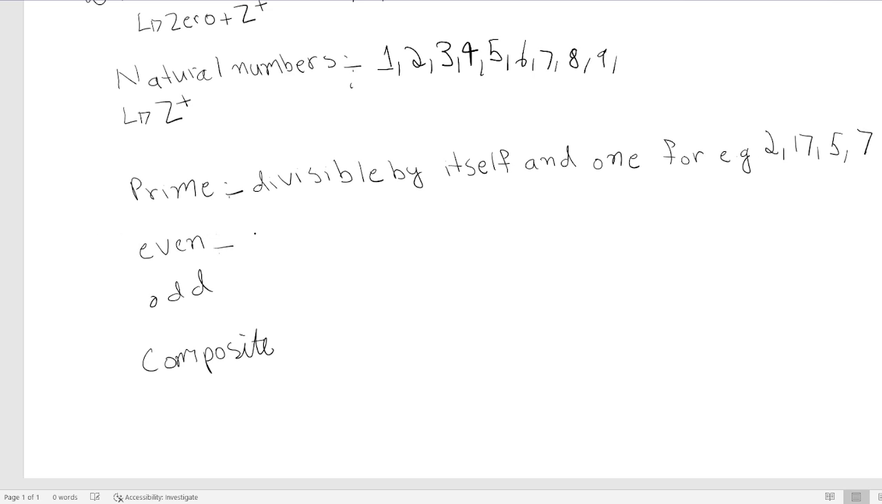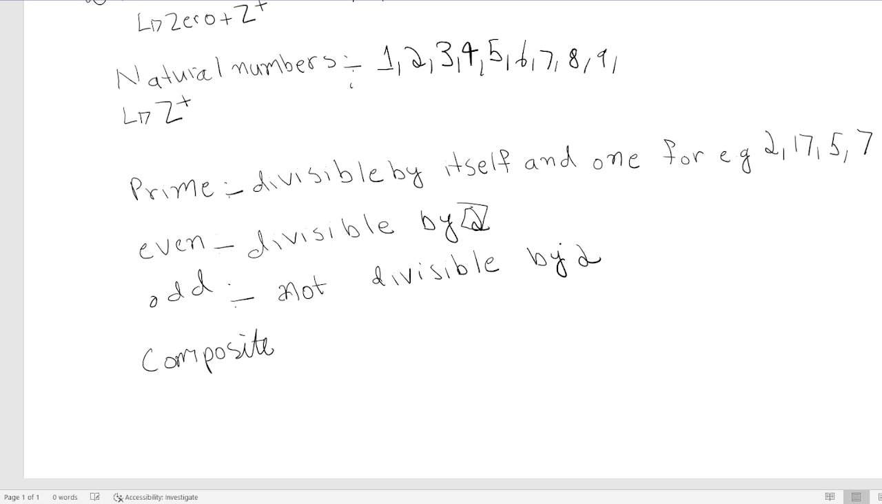Even numbers are those that are divisible by 2. It's not necessary that it is only divisible by 2. They can be divisible by 2 as well as by any other number, but in order to fulfill the definition of even, it needs to be divisible by 2. Then we have odd numbers, which are not divisible by 2. They can be divisible by many numbers, but the only reason we call it odd is because it is not divisible by 2.